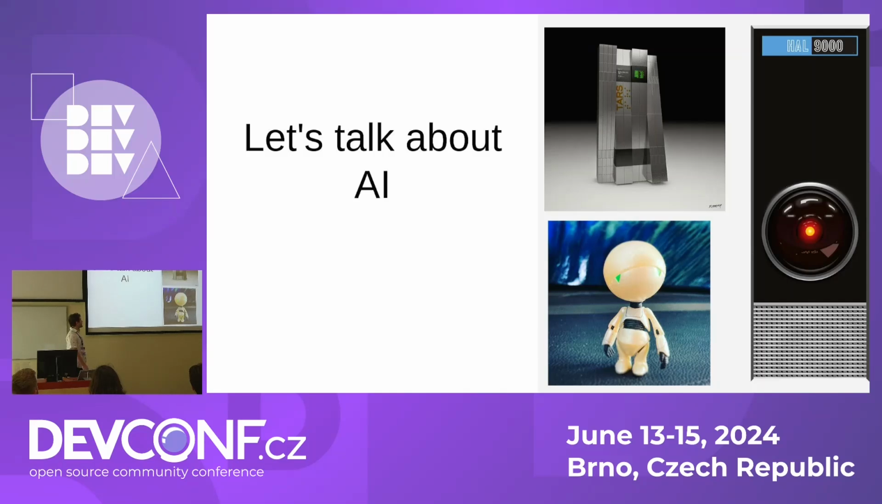So now, let's talk about some AI stuff. When I first think about AI, what comes to my mind are those science fiction robots, like the HAL 9000 from 2001, or Marvin from Hitchhiker's Guide to the Galaxy, and TARS and CASE from Interstellar. But this is basically science fiction, and the reality is not like this.